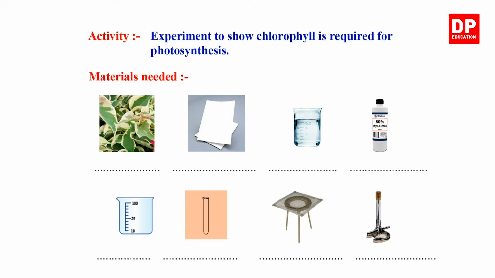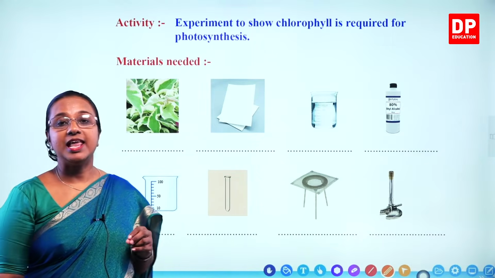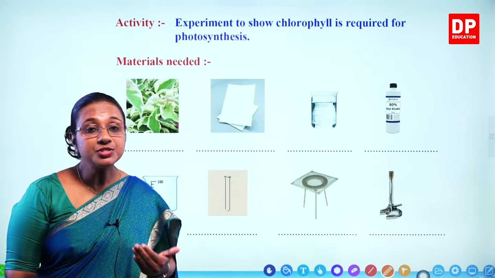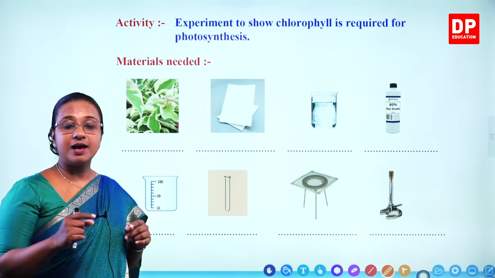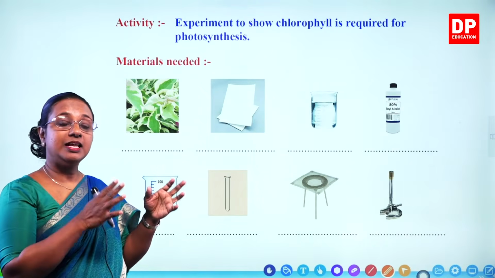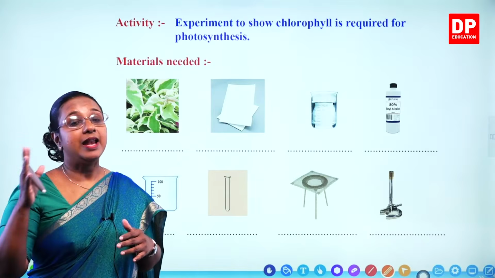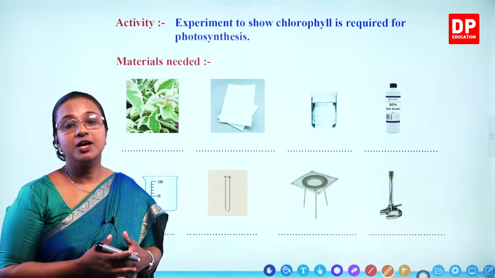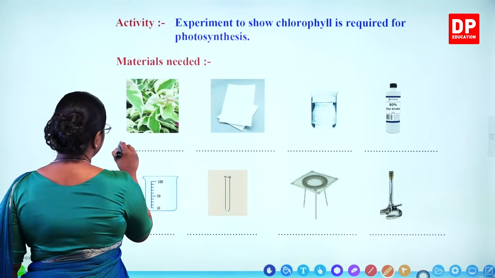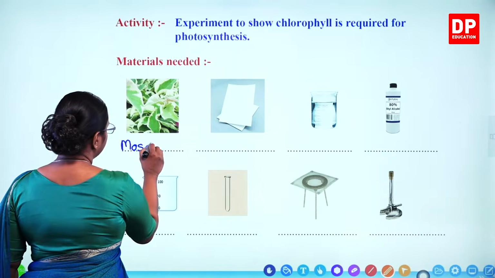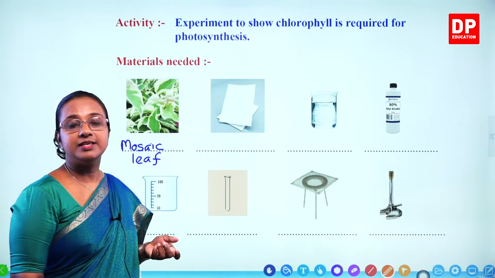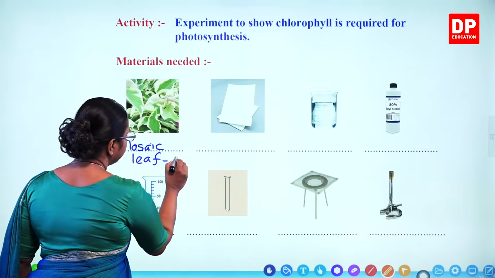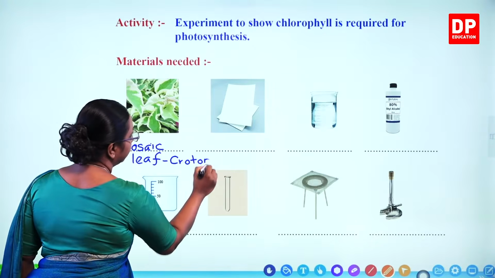Experiment to show chlorophyll is required for photosynthesis. For this, we have to select a plant that has mosaic leaves. Mosaic leaf means here you can see leaves where there are yellow color regions. Green color regions have chlorophyll and yellow color regions do not have chlorophyll. So the important thing is we need a mosaic leaf. For this, a good example is croton. So here we can use a croton leaf.